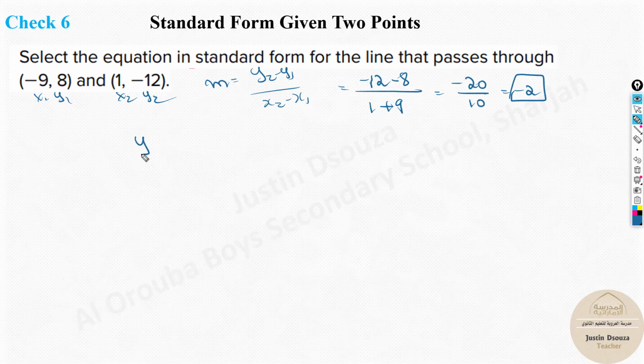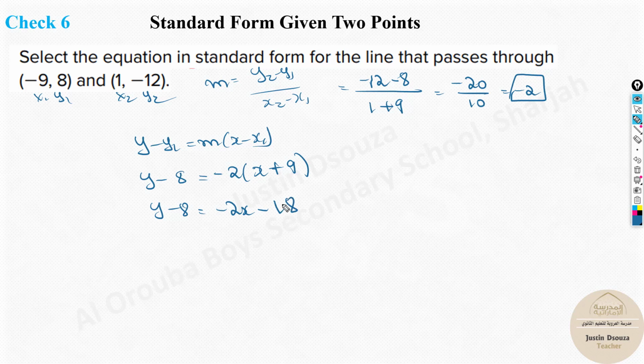Let's write point slope form. y minus y1 equals m into x minus x1. You have y minus, what is y1? It's up to you to choose. I'll choose this 8. That is equal to minus 2 times x, x as it is, minus of minus 9 will be plus 9. Because it's minus 9, it becomes plus here. Now simplify this further. y minus 8 is equal to minus 2 times x is minus 2x. Minus 2 times 9 is minus 18.